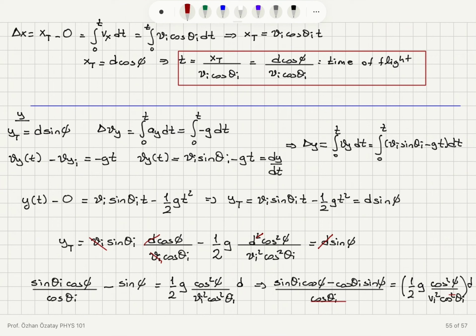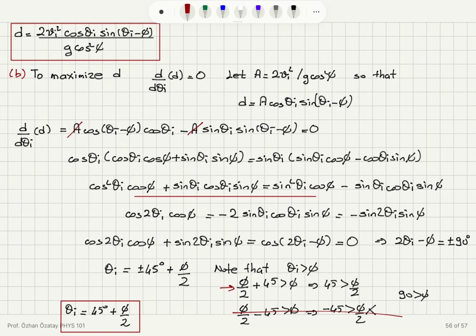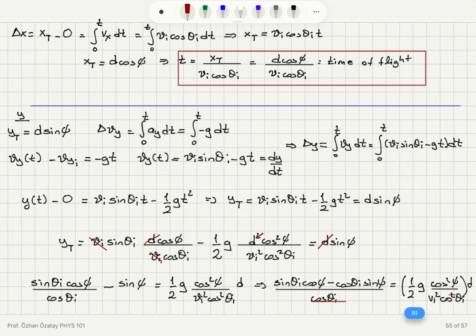The velocity of the y component is changing with time, which is initial velocity vi sine theta I minus gt, with constant acceleration motion on the y-axis. We have reached the final y position by looking at the relationship delta y is the integral from 0 to t of vy dt, and setting that equal to d sine phi, we have determined d in terms of theta I, phi, vi, and g. And this expression matches the one suggested by the problem.